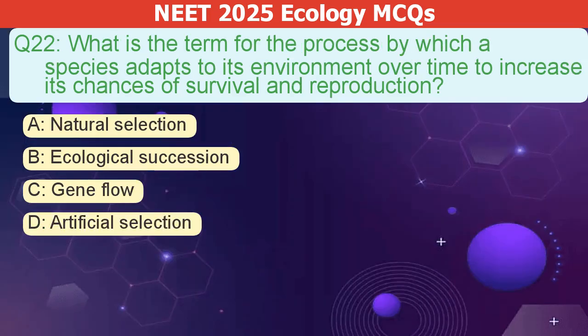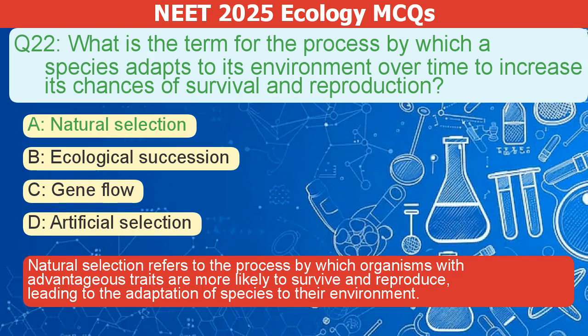What is the term for how a species adapts to its environment over time to survive and reproduce better? A. Natural selection. B. Ecological succession. C. Gene flow. D. Artificial selection. The correct answer is A. Natural selection is the process where organisms with helpful traits are more likely to survive and reproduce. This leads to species adapting to their environment.